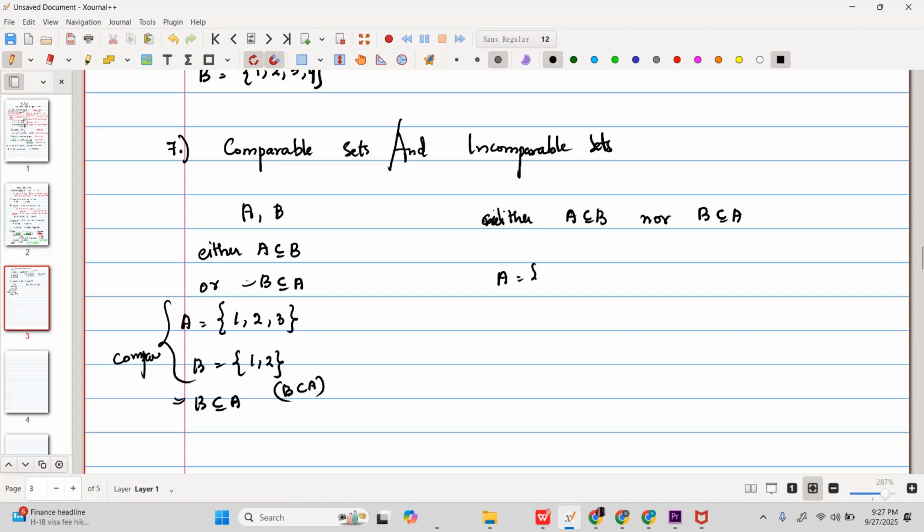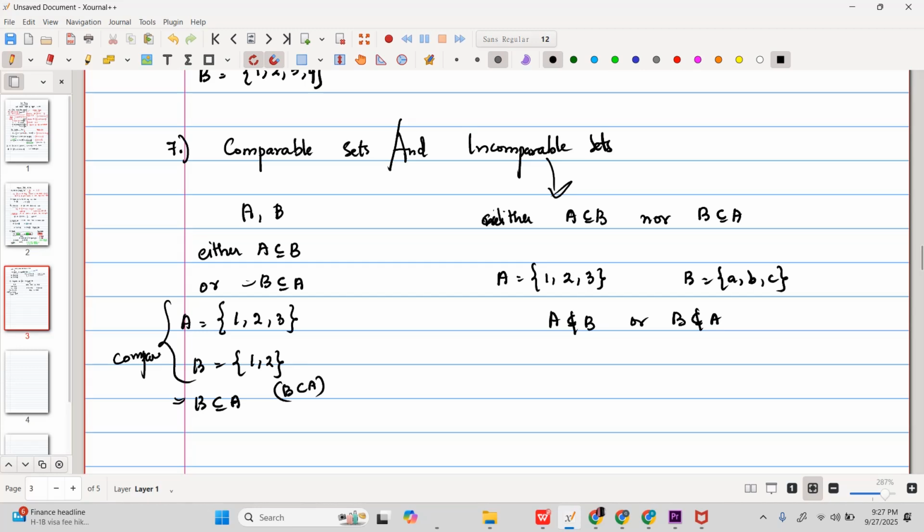For example, if A is equal to 1, 2, 3 and B is equal to a, b, c, they are different or disjoint. So if they are disjoint, we cannot say that A is a subset of B or B is a subset of A. Hence, we cannot compare them, and this is an example of incomparable sets. Okay.